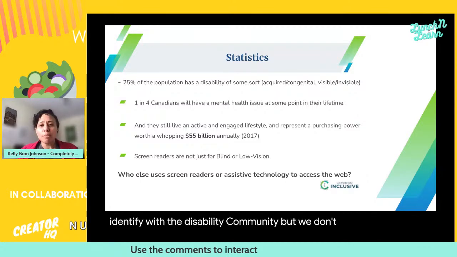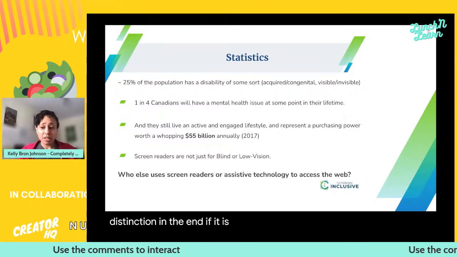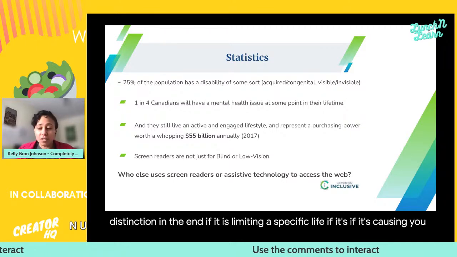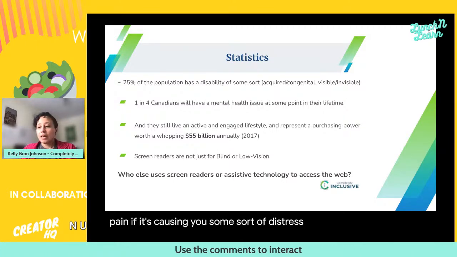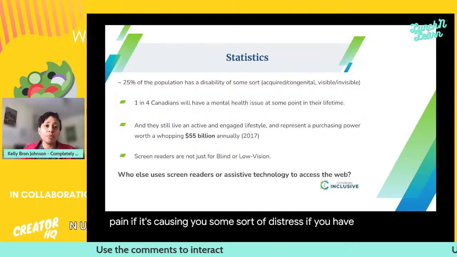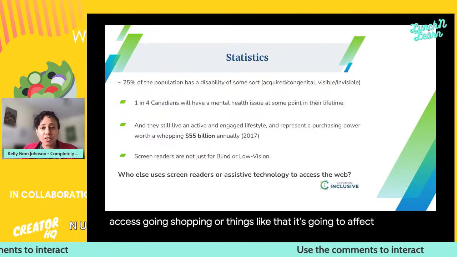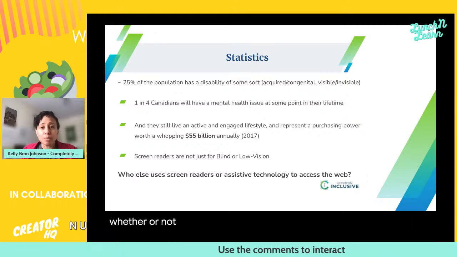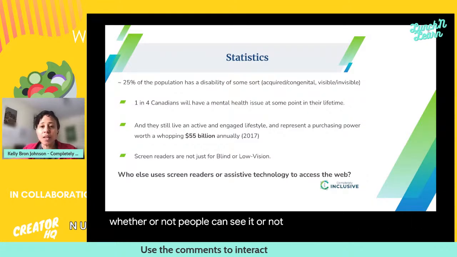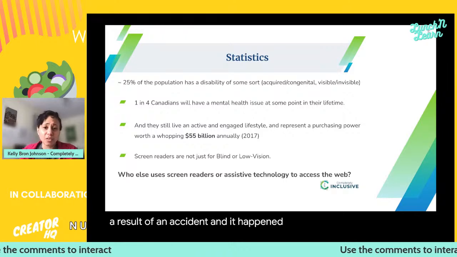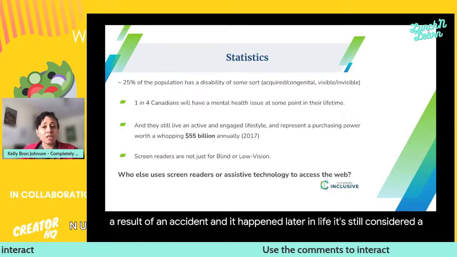But we don't really make a distinction. In the end, if it is limiting aspects of your life, if it's causing you pain, if it's causing you some sort of distress, if you have problems with access, going shopping or things like that, it's going to affect you. And whether or not people can see it or not, and whether or not it was as a result of an accident and it happened later in life, it's still considered a disability.